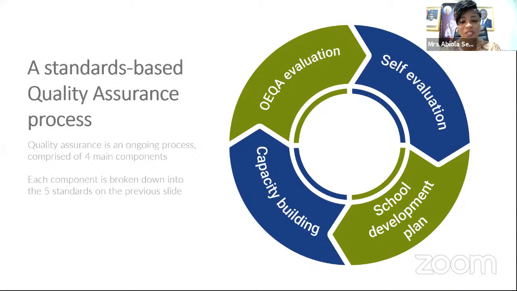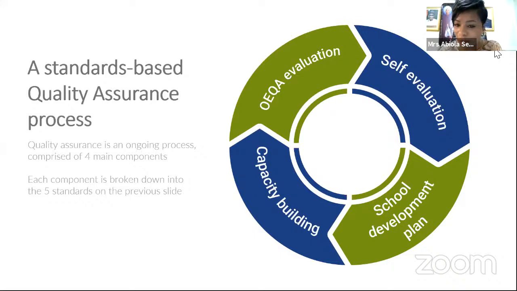Quality assurance is constantly ensuring that you're meeting standards or exceeding them, hopefully, but that you constantly know, you have a framework to know where you are, and you're able to pinpoint exactly where you need to get better. And this really has 4 major components, and each component is broken down into the 5 standards on the previous slide that we've talked about.